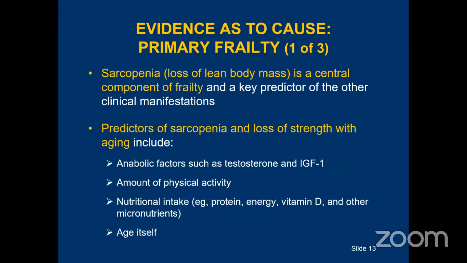Okay, so we said before that there are 2 types, primary frailty and secondary frailty. So we're going to discuss primary. Primary, as we said before, is age-related. Sarcopenia is a central component of frailty and a key predictor of the other clinical manifestations. The predictors of sarcopenia include anabolic factors such as testosterone, IGF-1, amount of physical activity, nutritional intake, and age itself. As we said, it's an age process.